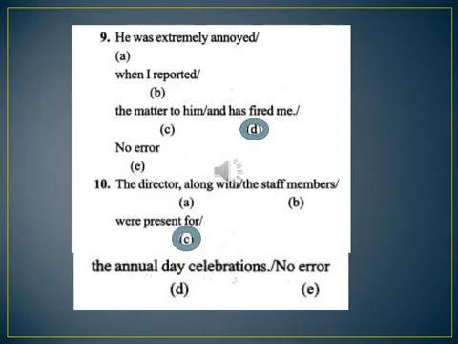Let's go to the last question, question number 10. The director along with the staff members were present for the annual day celebrations. Remember, along with is there. If along with is there, then we have to find out the real subject. The director was present. So what should be there? The director along with the staff members was present for the annual day celebrations. The error is in C.